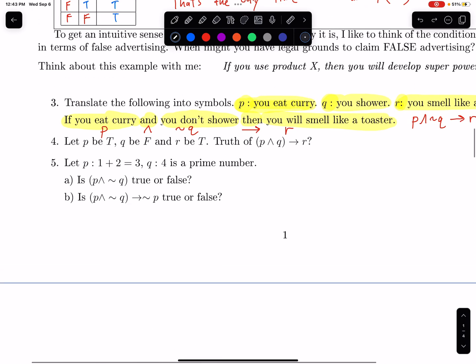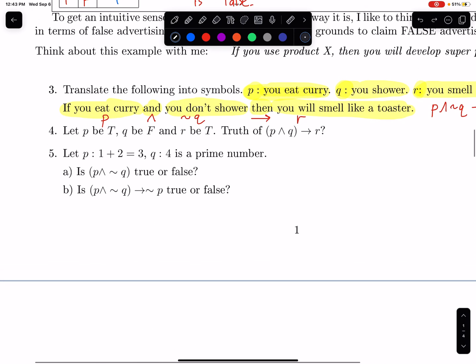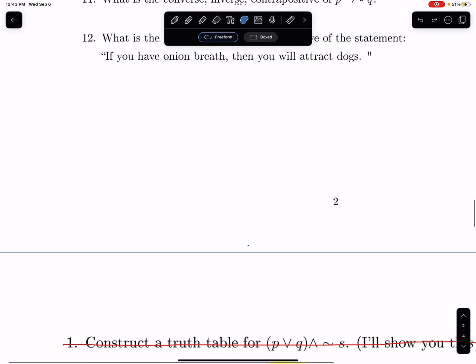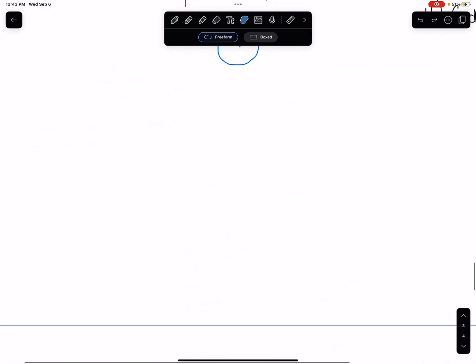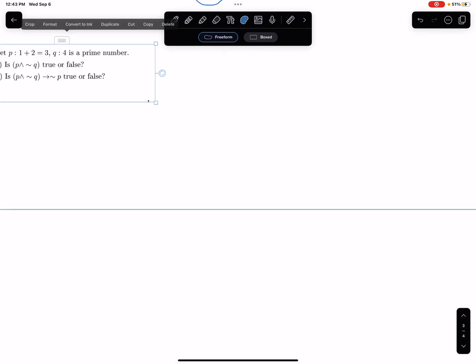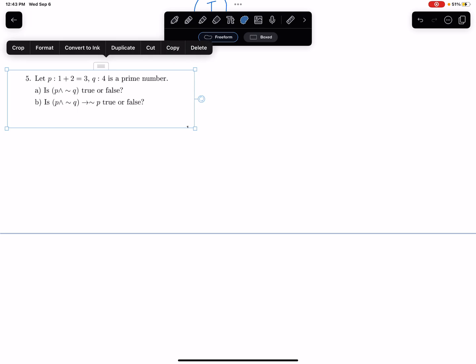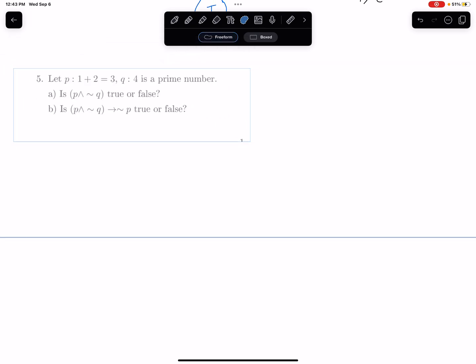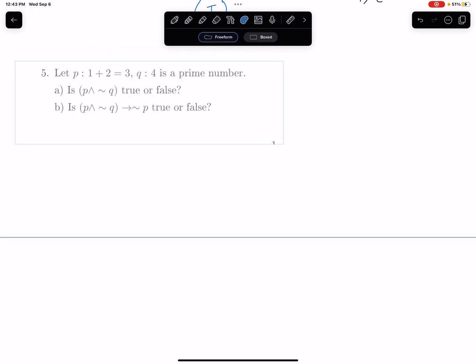Okay, number 5. Let P be this statement, Q be that statement, and now you're evaluating the truth of those compound statements. Let's do the same thing and copy this question down. Bring it down to the scratch paper to do. Make sure you guys are trying every question before watching the solution.